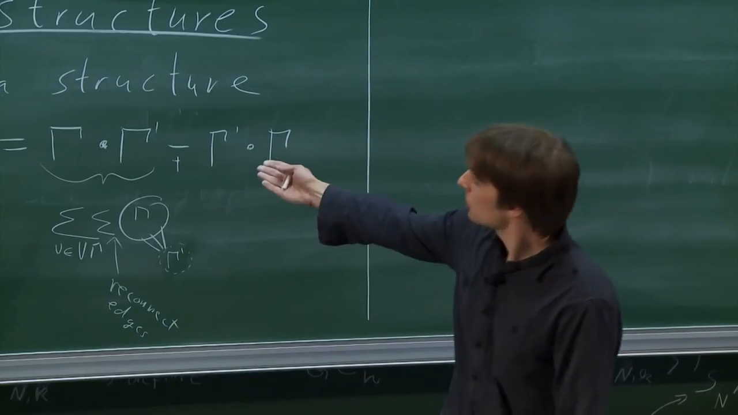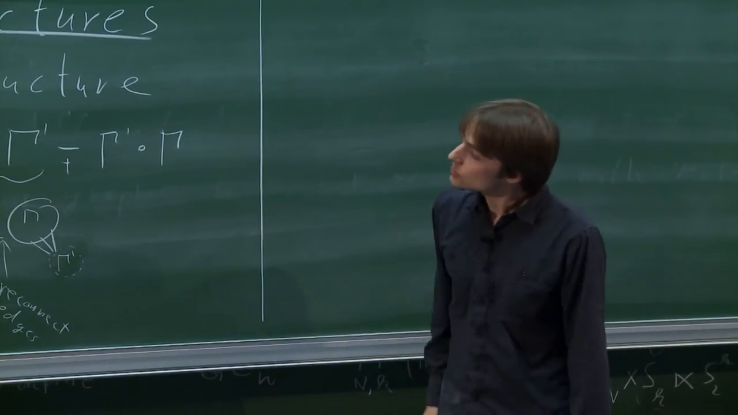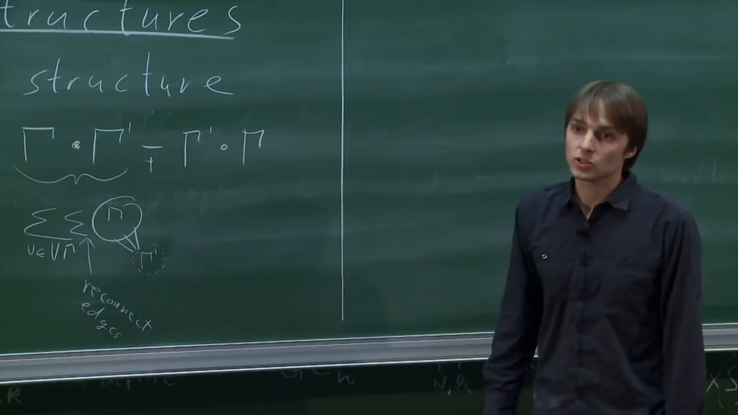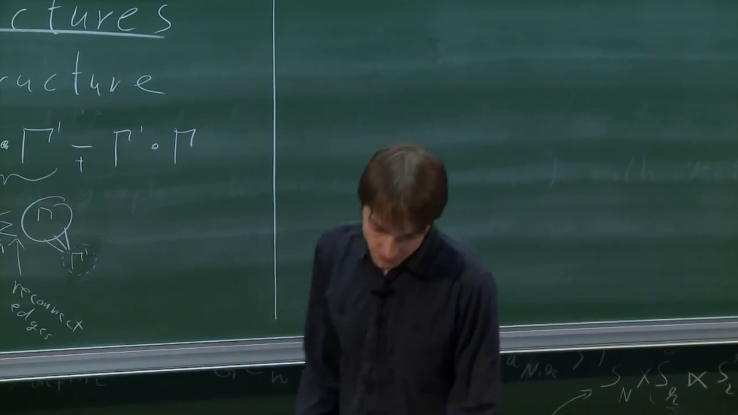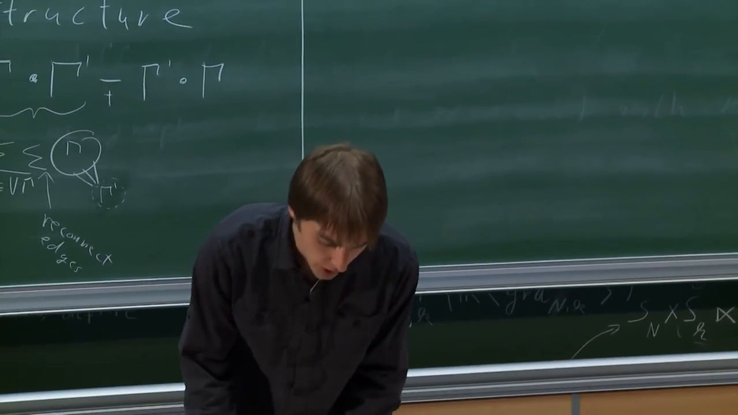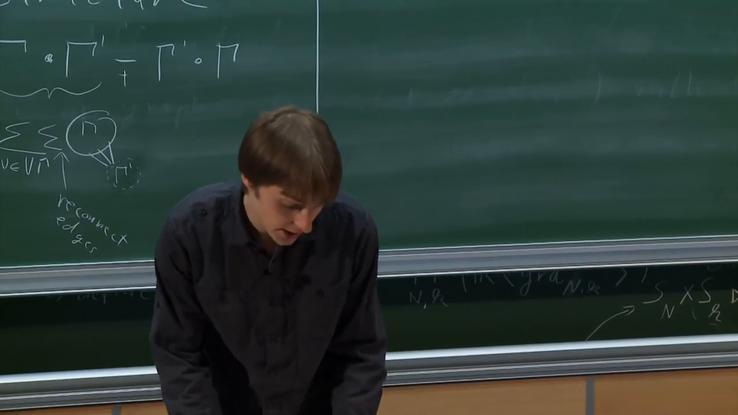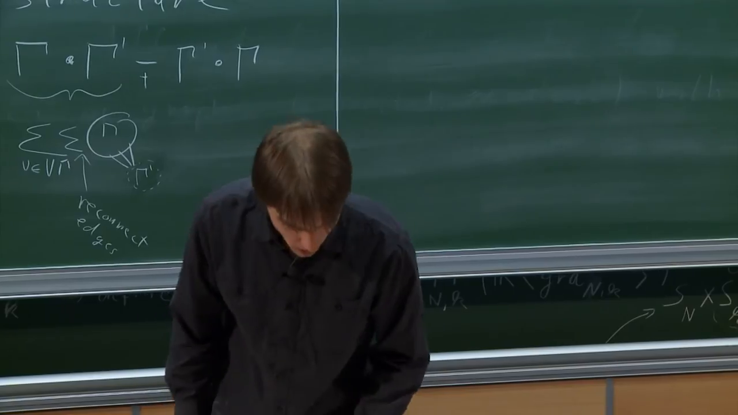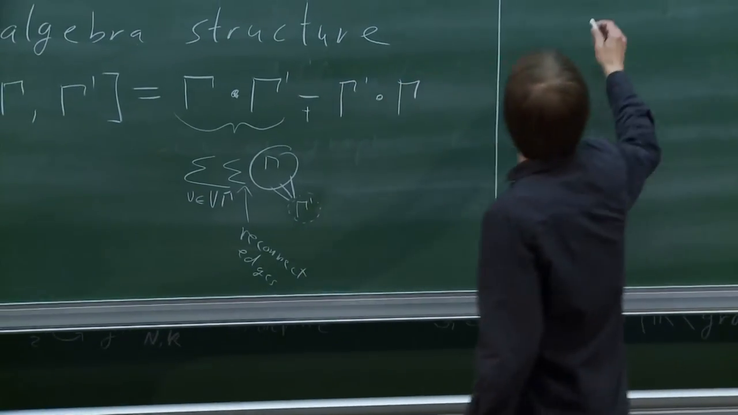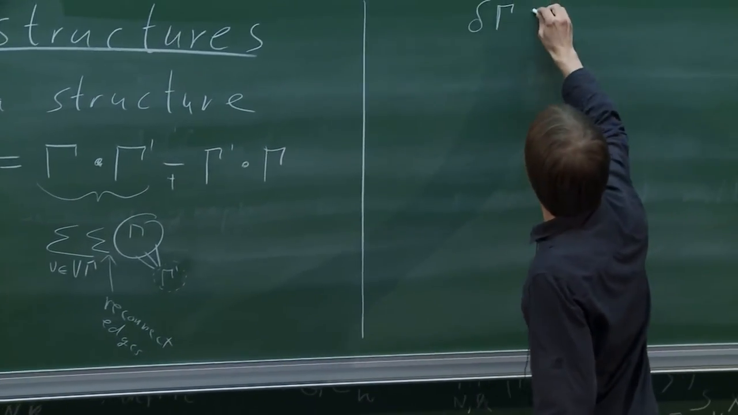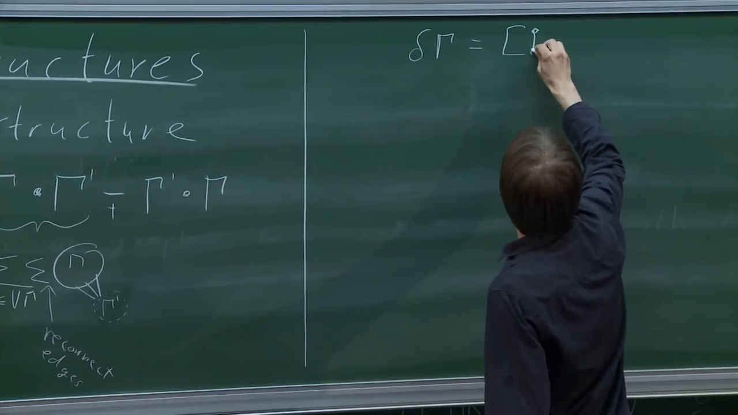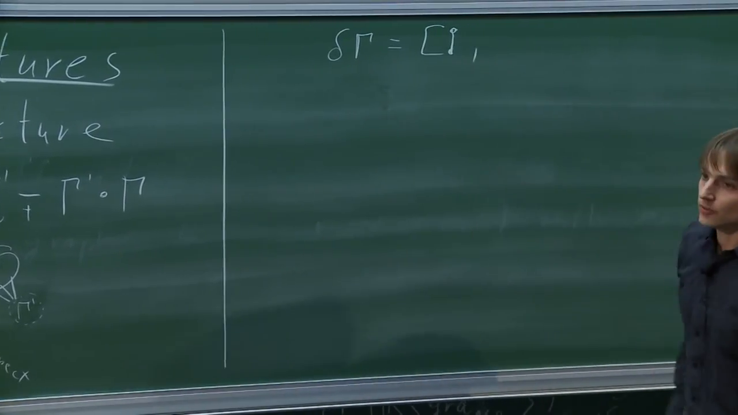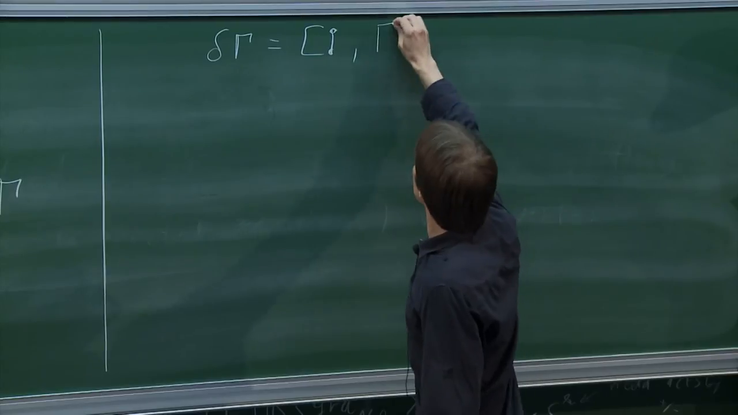So this gives you a way to cook up at least cocycles from known cocycles by just taking their brackets. But you have a priori no way of knowing that these cocycles are non-trivial. And actually the differential can be written as a bracket with the Maurer-Cartan element, which is a two-vertex graph.